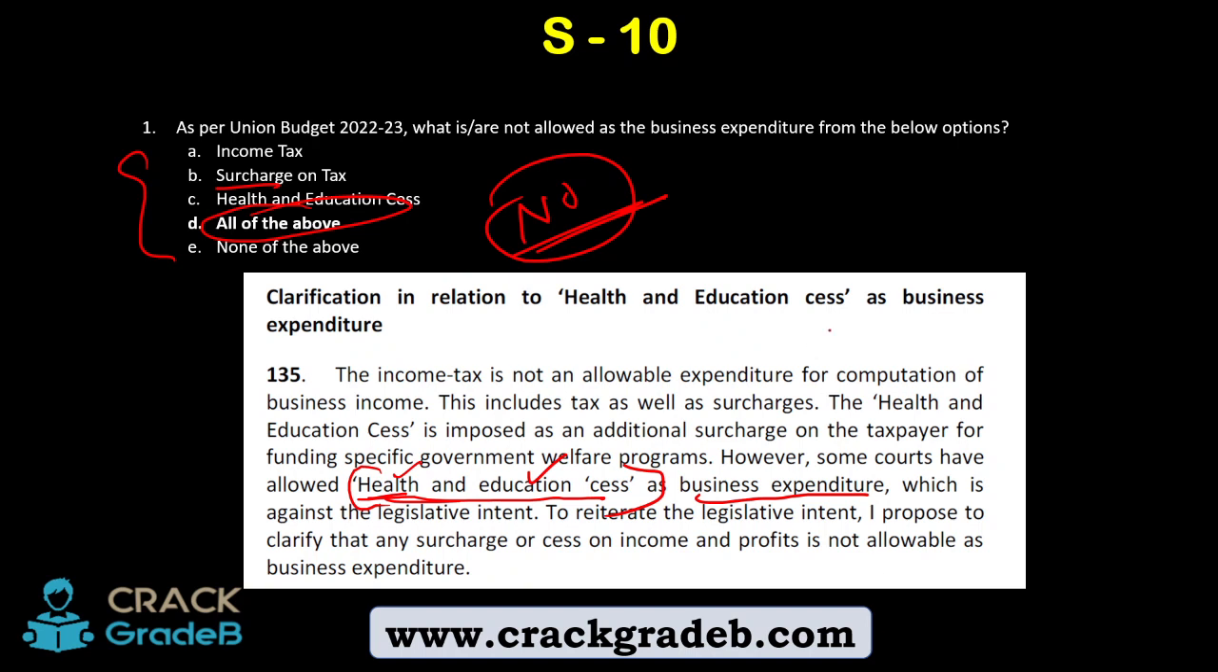Now, what is the difference? Look, if the business shows this amount in the expenditure, then their profit or revenue will reduce, and subsequently their income tax will reduce. So they do it to reduce the income tax, right? But this is again a tax. This cannot be an expenditure. That has been made clear by the finance minister in today's budget.